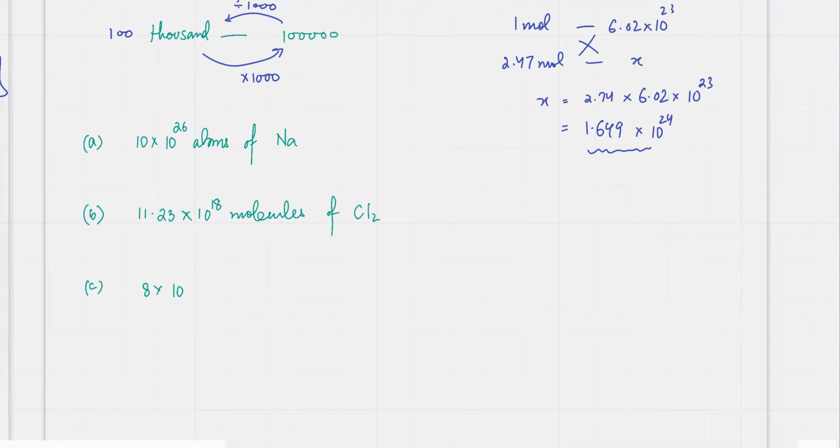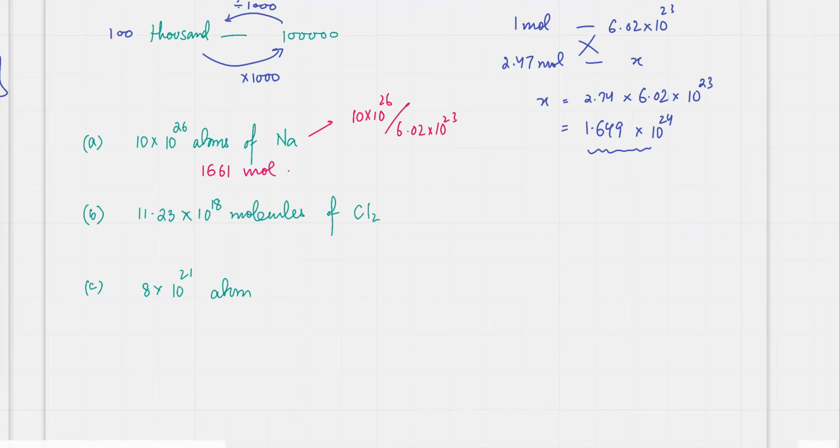First one, did anyone try to find the first one? You're getting 1,661 for the first one. Yeah, 1,661. That's for the first one. So what you did was 10 raised to power 26, and that was divided by the Avogadro's constant.